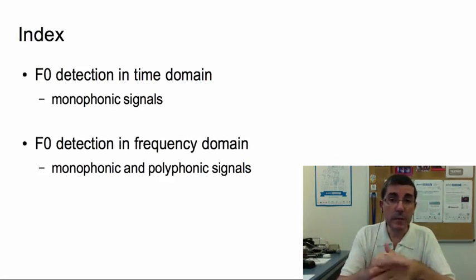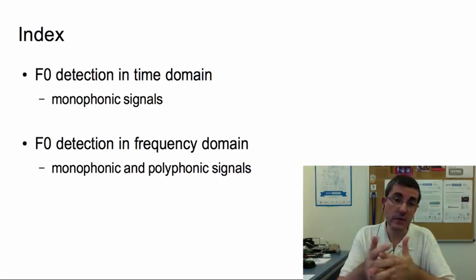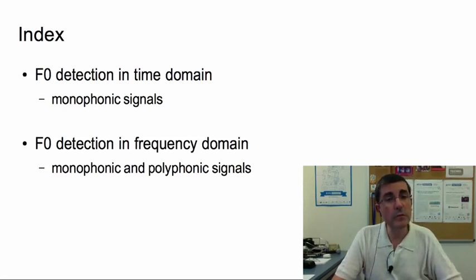Many methods have been proposed to identify the fundamental frequency of a sound, and these methods can be grouped into the ones that work directly on the time domain signal and the ones that work on the frequency domain representation, on the spectrum. The time domain approaches work well on monophonic signals, and the frequency domain approaches can be made to work on monophonic signals, but also on polyphonic signals. And that's going to be a very important advantage of these type of approaches.